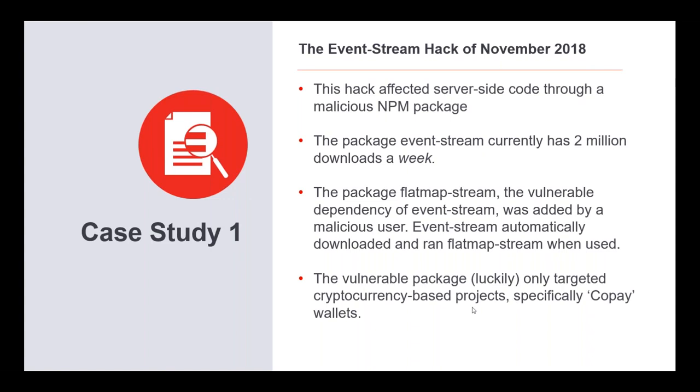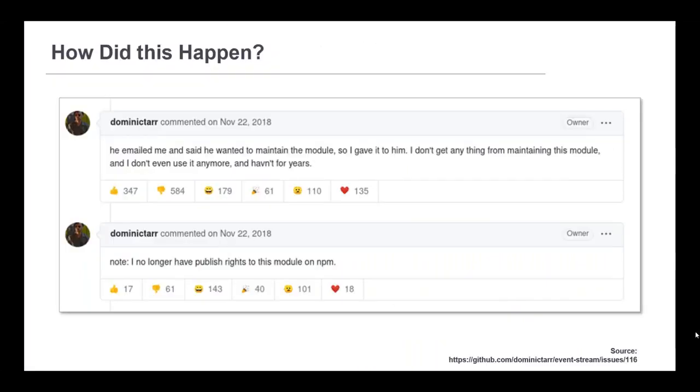The vulnerable package only targeted cryptocurrency-based projects, copay wallets. And as we'll see, it actually only targeted them when they had over $1 million in November 2018 Bitcoin. So how did this happen? Realistically, ask and you shall receive.